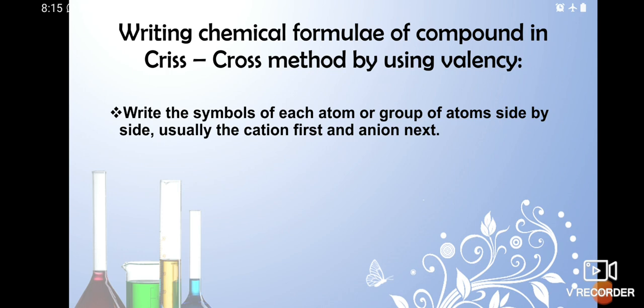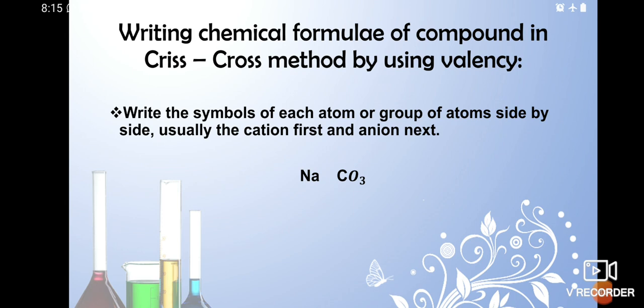Usually, the cation first and the anion next. Cation means which will donate the electrons. Already I have informed you what are cations and what are anions in the previous class. Okay, students. For example, here I have taken sodium and carbonate.